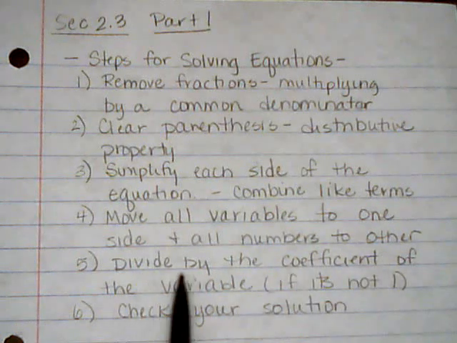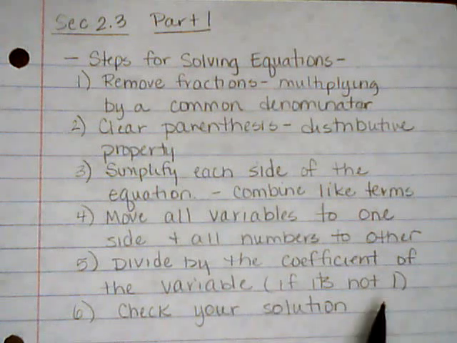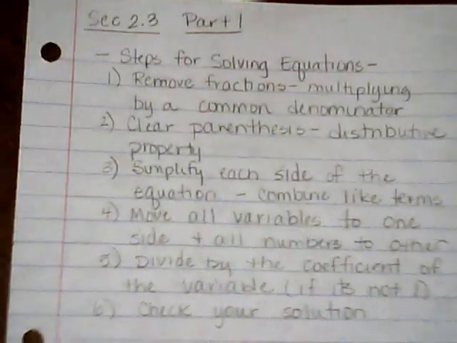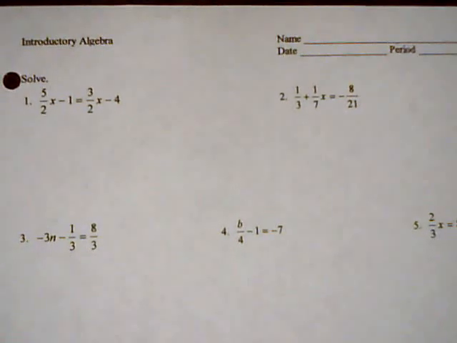And then step 5, divide by the coefficient of the variable if it is not a 1. So even if it's just a negative sign, remember that means an understood -1 that you have to divide by. And then number 6, you can always check your solutions if you want to, but you're not required to do that. Alright, the next handout that you should have printed should look like this.